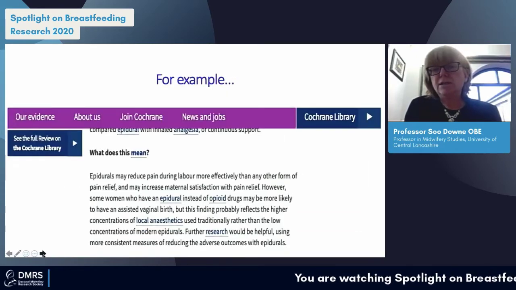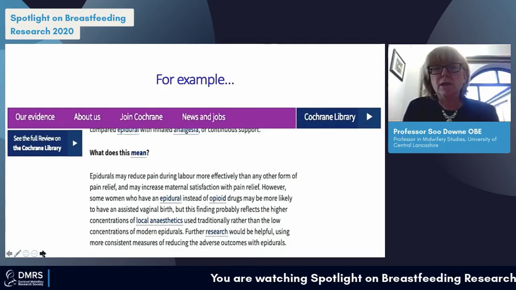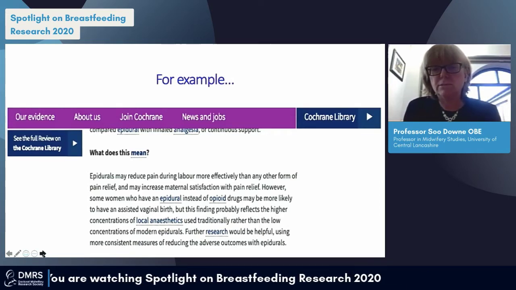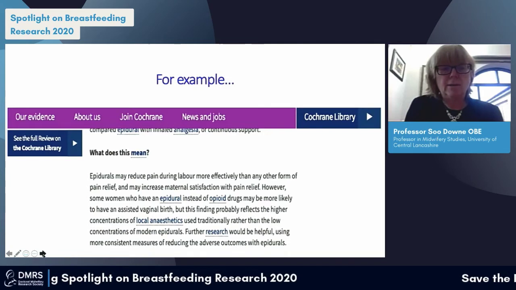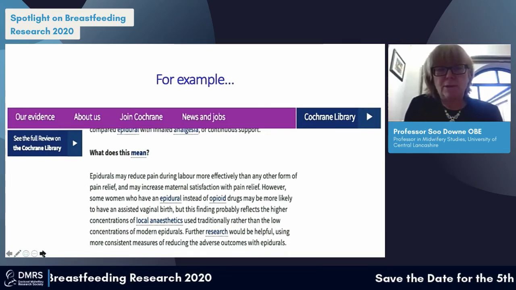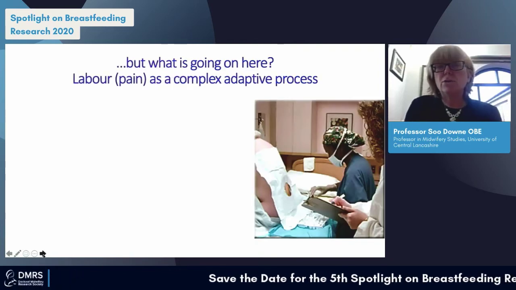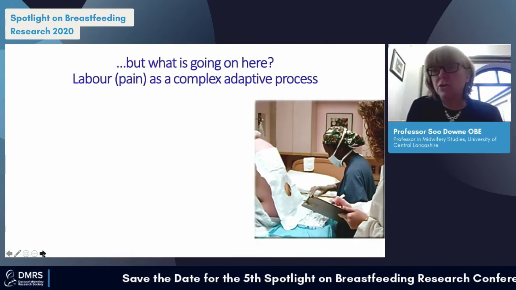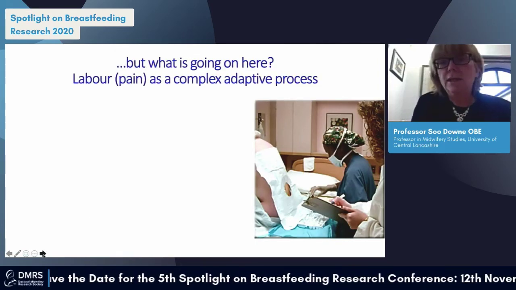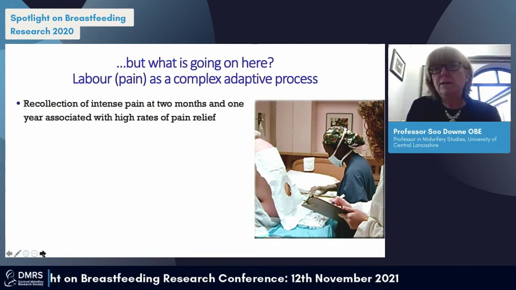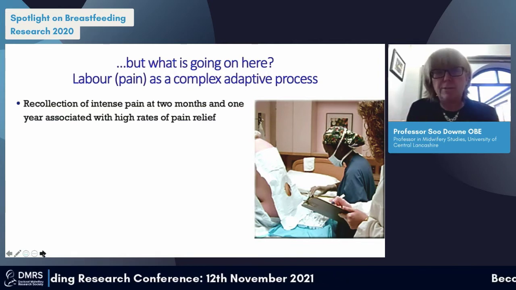And the key example for this, I suppose, is epidurals. There's no debate. Epidurals are the most effective form of pain relief in childbirth. They just do manage pain best when they work well. But the problem is that that's not the whole story in terms of labour pain. Labour pain is not just a toxic sensation. It's a complex adaptive process in terms of labour itself. And, you know, to an extent, you could argue that about some of the factors around breastfeeding as well.